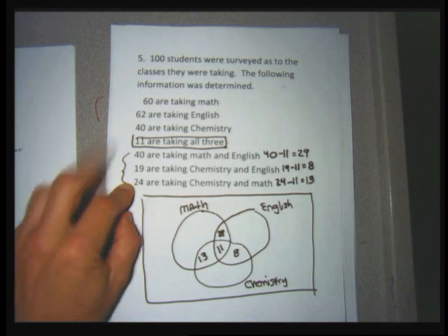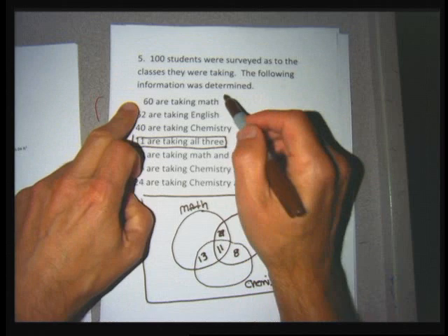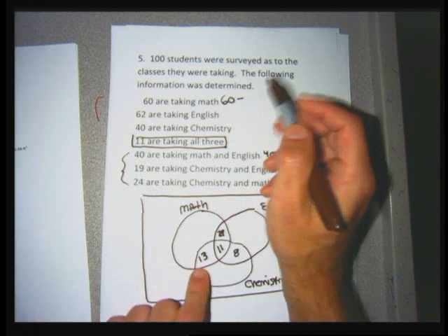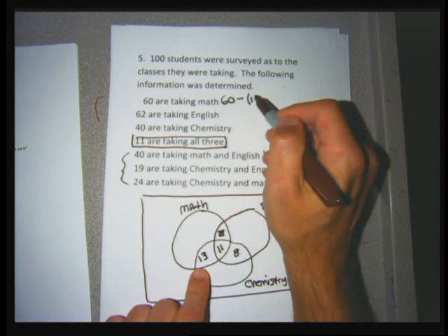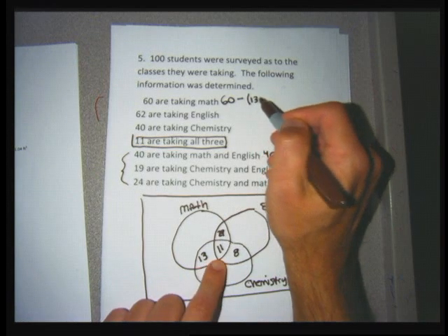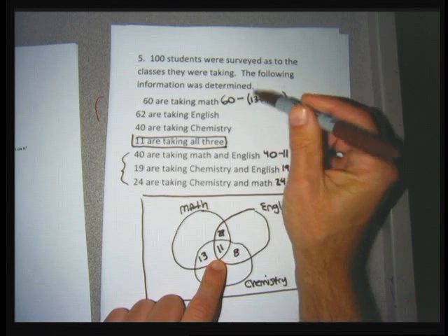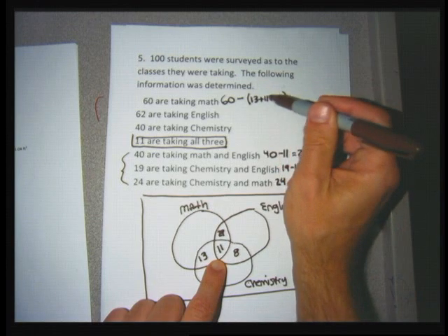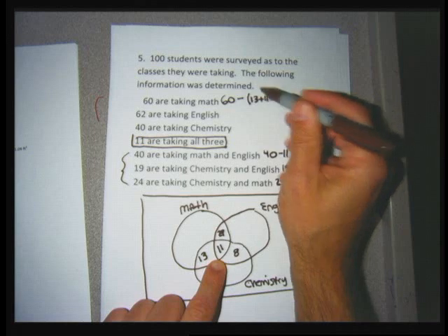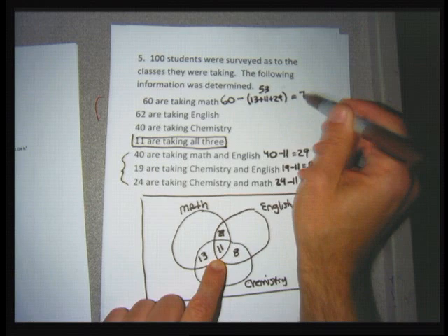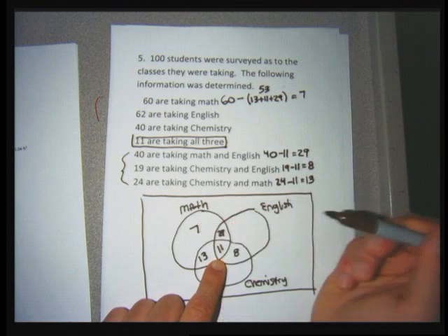To fill in the rest of the math circle, I'm going to take the 60 and subtract any number that's in the math circle. The numbers in the math circle are the 13, the 11, and the 29. And when I add those, I get 29, 39, 40, 53. And 60 minus 53 is going to give me 7 students that are taking math and no other classes.